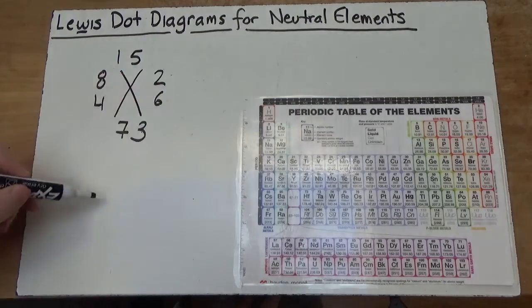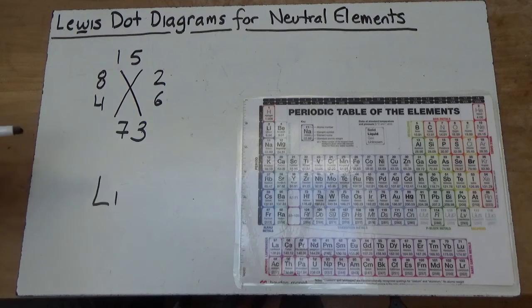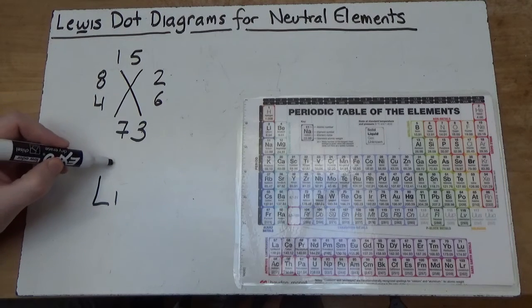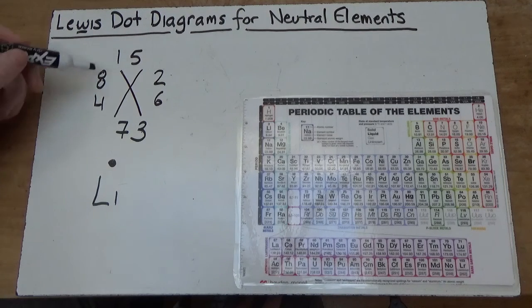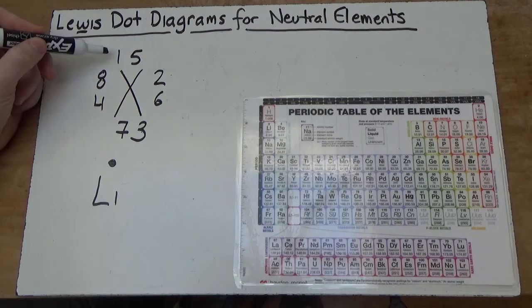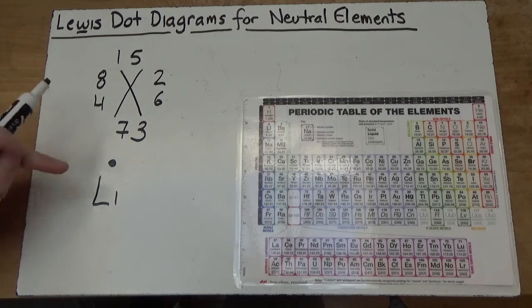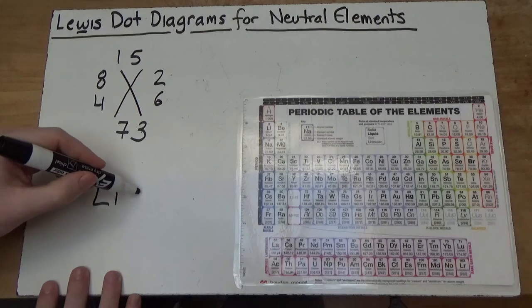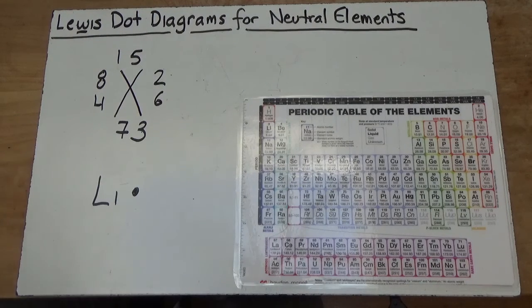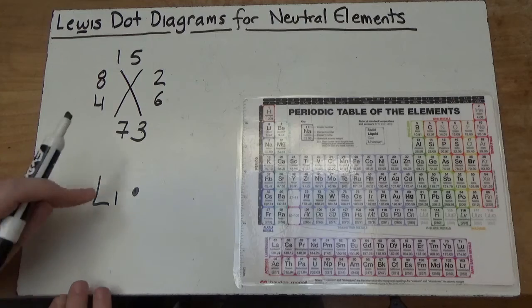Lithium, Li, is in family 1A. It has one valence electron, so I'm going to draw one electron in the 1 spot. Okay, it doesn't have to be here. I could put it here. I would not change anything. All right.